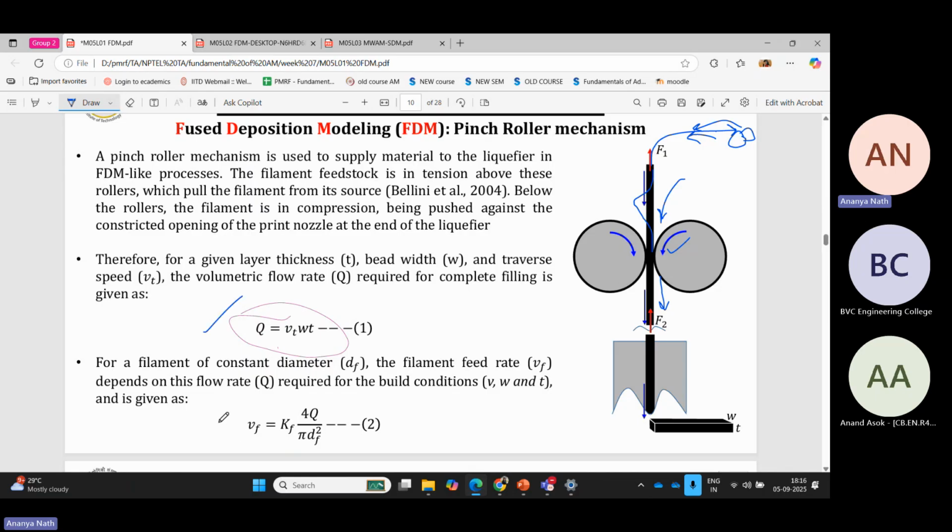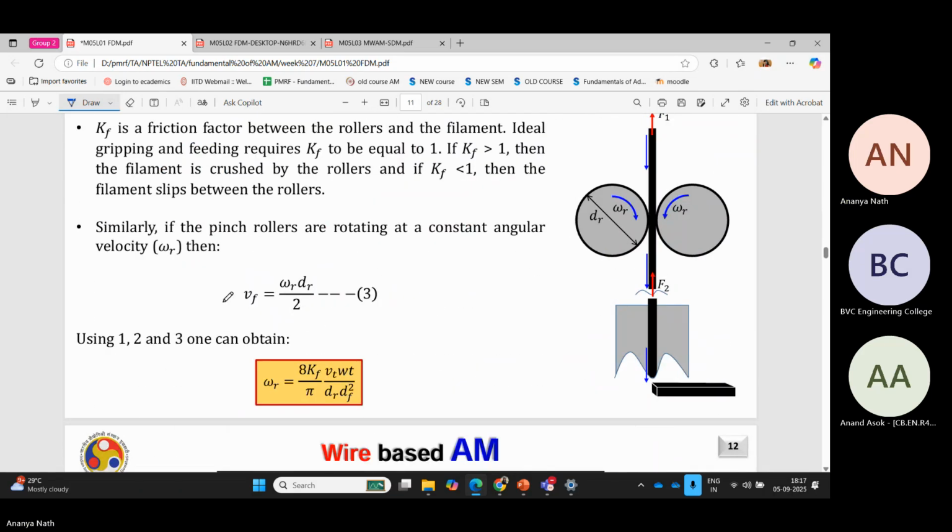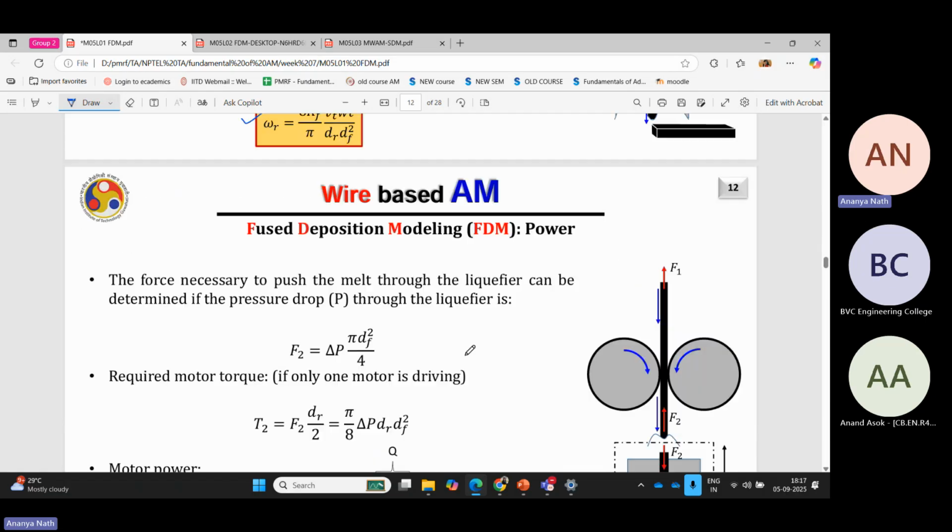So these are the formulas for that. So you need to note down these formulas. These will be used for the MCQ questions. This formula is also important.